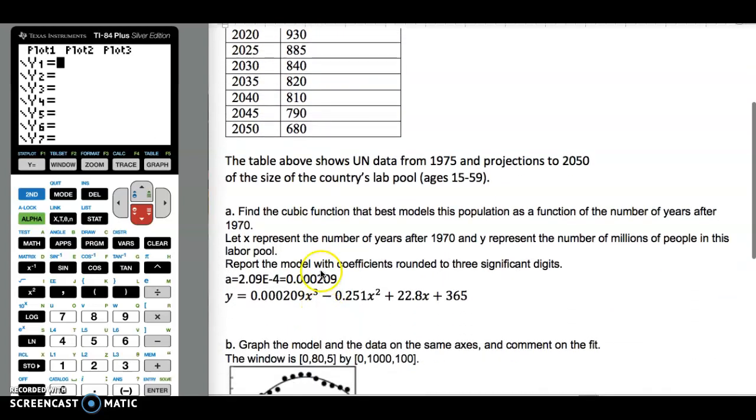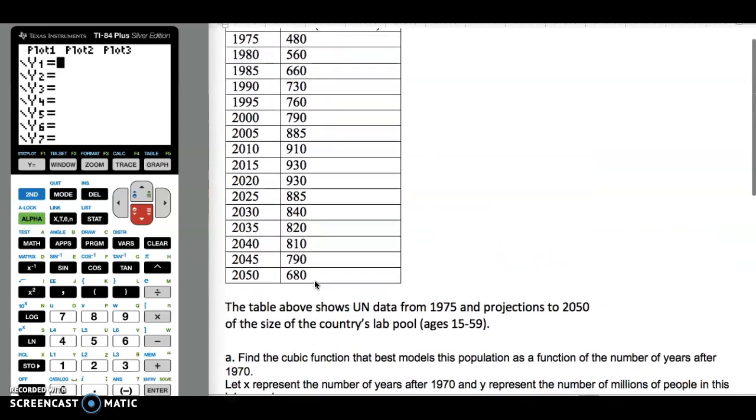So part A, find the cubic function that best models this population as a function of the number of years after 1970. Let X represent the number of years after 1970, and let Y represent the number of millions of people in this labor pool. Report the model with three coefficients, rounded to 3 significant digits. So I already have the model here, but I'm going to go ahead and show you how to get it.